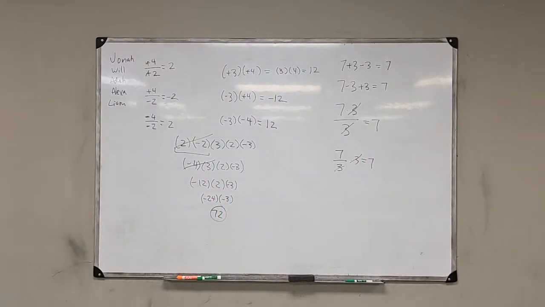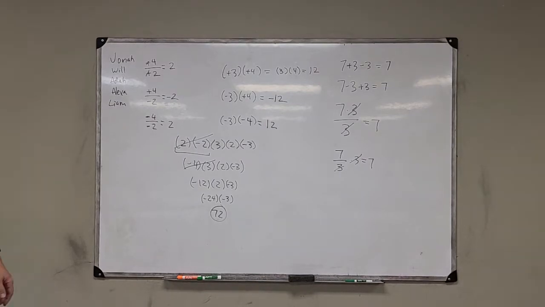So multiplication undoes division, and vice versa. Subtraction undoes addition, and vice versa. So make sure that you understand that, because that's just a concept that you use in algebra all the time when you're solving for a particular variable. Any questions about that?